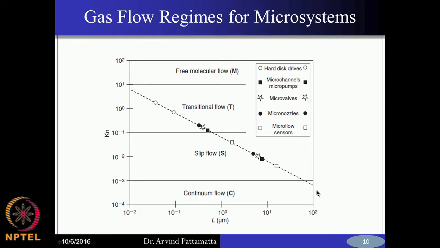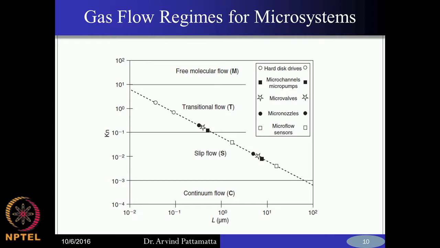So, therefore, as you move along this straight line, you are transitioning your flow regimes from the right towards the left. If you are talking about hard disk drives, for example, these are one case where you have very large Knudsen numbers, because the separation between the disks is less than a micron, and you are talking about gas flow, the air gap between the disks. So, you are talking about Knudsen numbers of the order of 1 and above. So, this is a transitional flow.